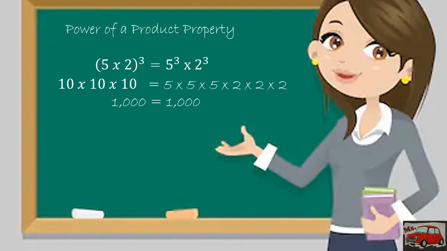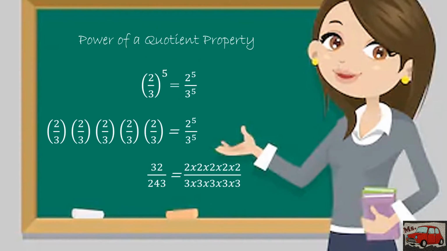So, kung uunahin natin yung nandun sa parentheses, which is 5 times 2, that is 10. And then, saka natin siya imumultiply ng 3 beses dahil 3 yung exponent natin, we'll have 1,000. Kung gagawin naman natin yung isang equation, which is 5 raised to 3, that is 125. And then, 2 raised to 3, that is 8. When we multiply 125 and 8, we'll get the same answer, which is 1,000.